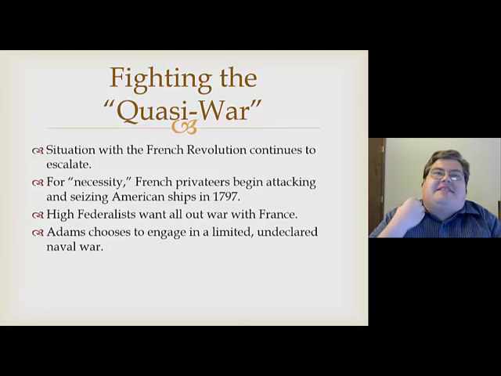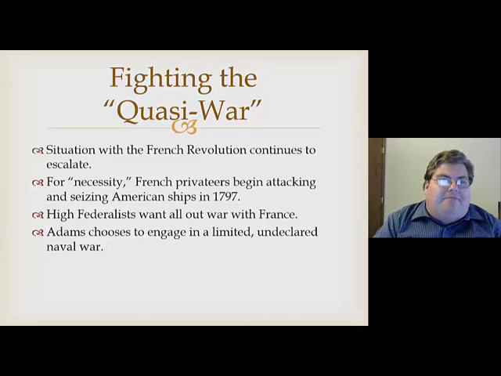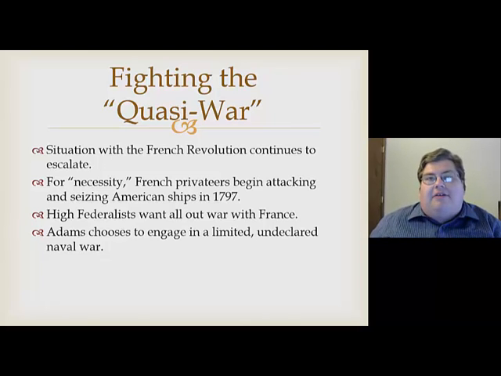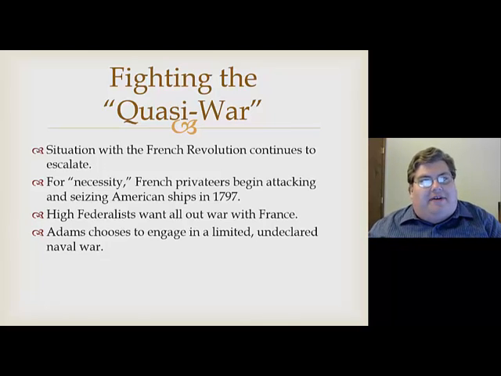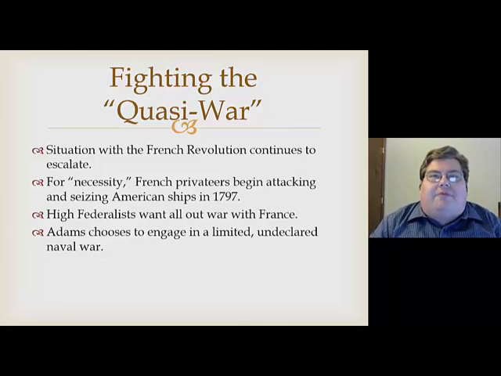So what we see, out of this desire of economic necessity, is French privateers, which are a form of legalized piracy. These are, in effect, pirate ships given what would be called a letter of marque by the French government, saying you can go and attack ships of this nation that we are at war with. And these ships start seizing American vessels, the idea being twofold. Either they need these goods in France to help their economy, or they want to make sure that we don't trade with Great Britain and thus help their enemy.